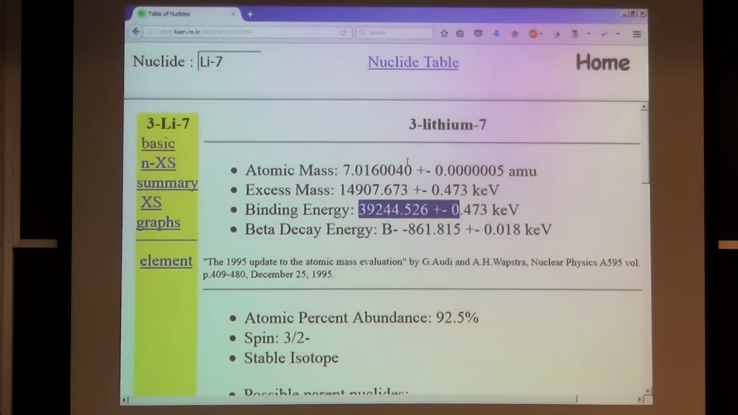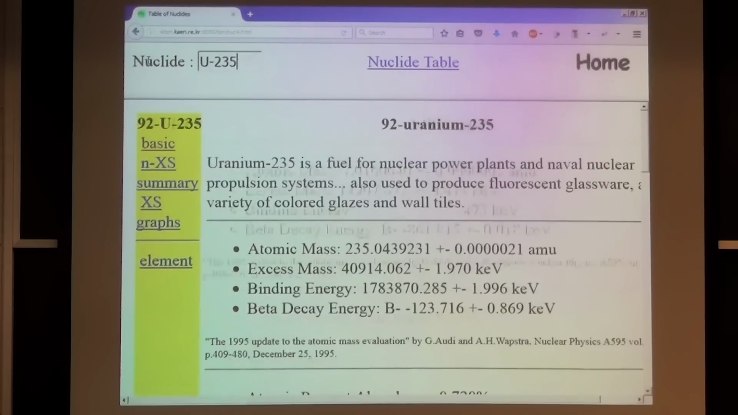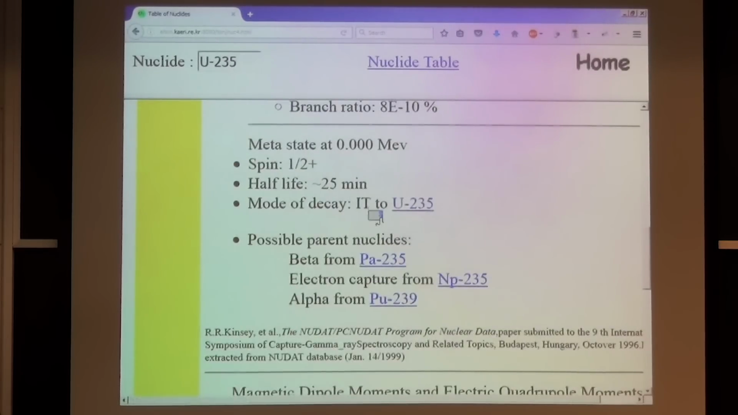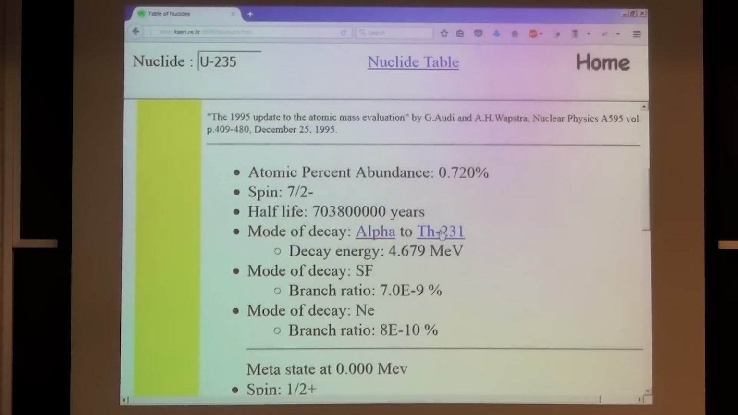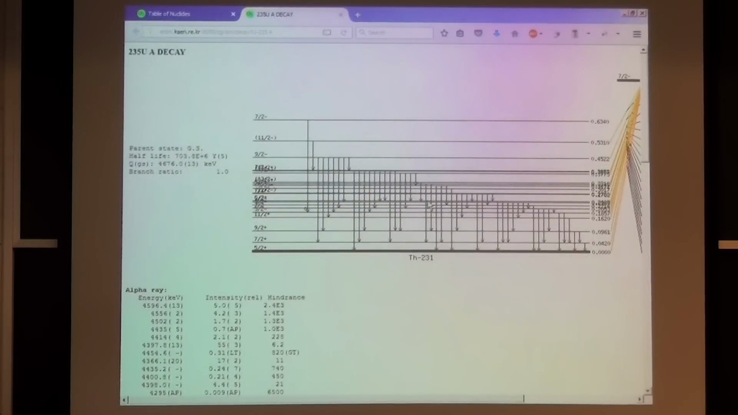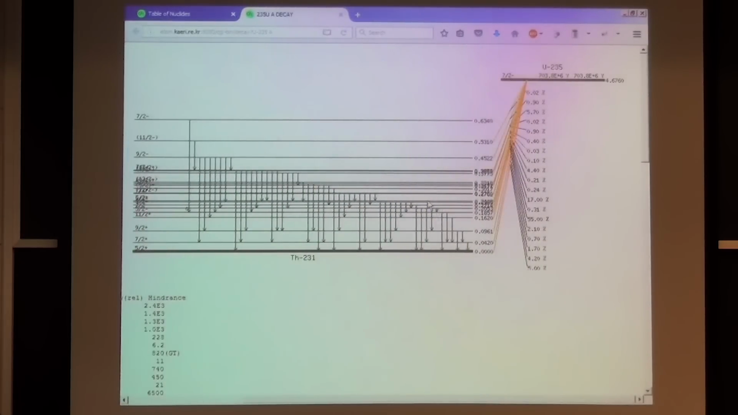And I want to show you this on the diagrams. So let's look at U-235. And we can see that it has an alpha decay to thorium-231. Awesome, got the symbol right. And it has a decay energy of 4.679 MeV. Let's take a look at the diagram, which actually lists all of the possible alpha decay energies, of which there are many. Have to zoom out a little bit there.